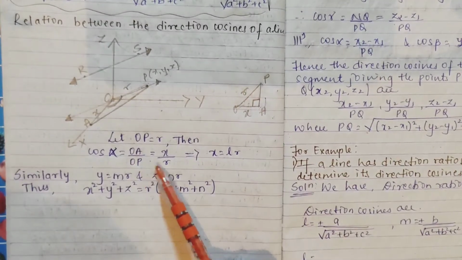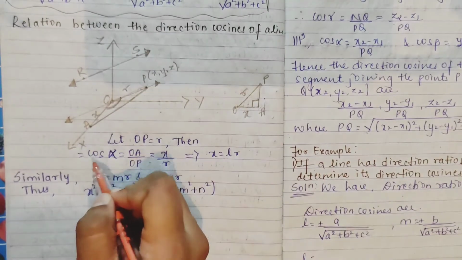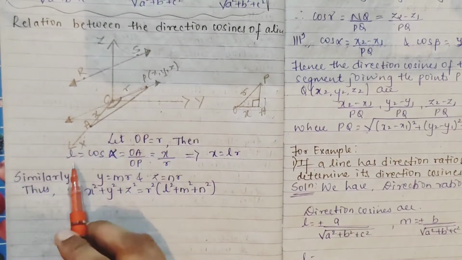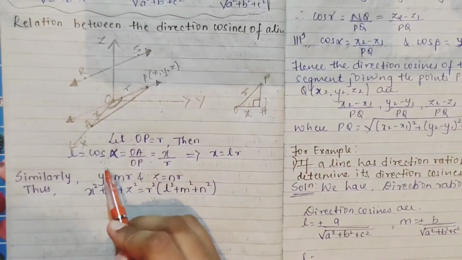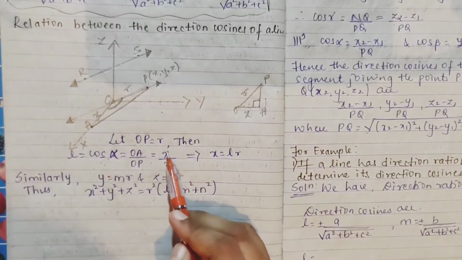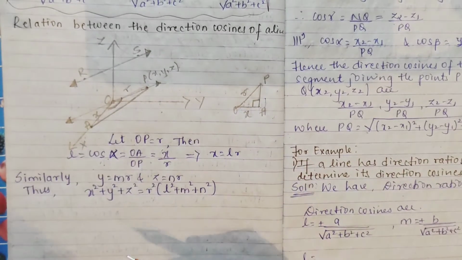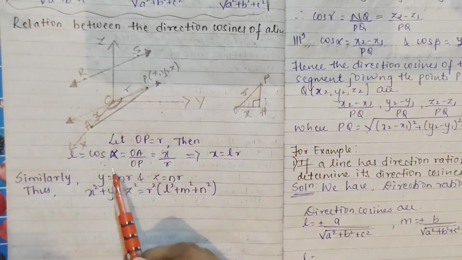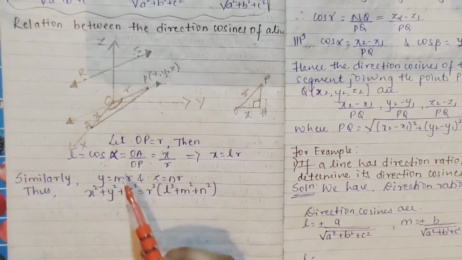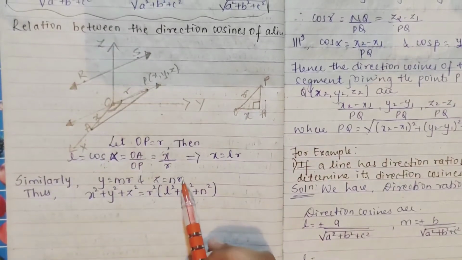So OA by OP is equal to x by R, and we know that the direction cosine cos alpha is your L, right? So L is equal to cos alpha, we can take this as L. So you have L is equal to x by R. So the x value will be L into R. Similarly we go for cos beta and cos gamma, same. So what you'll get: x is equal to LR, y is equal to MR and z is equal to NR.